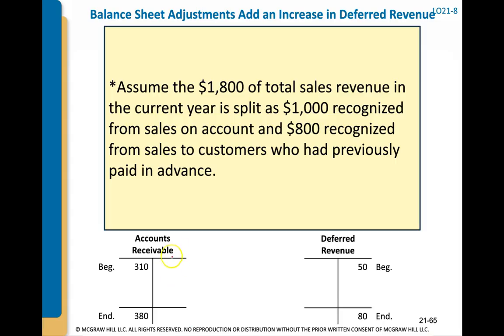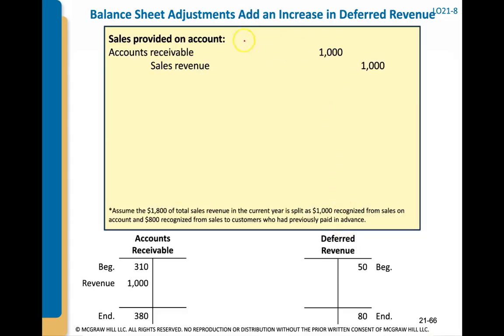So now let's look at our accounts receivable and our deferred revenue side by side. We've already done the accounts receivable in part 1 of this video series. But we're going to assume that the $1,800 of sales is split as $1,000 recognized on sales on account, which means we had accounts receivable, and $800 was recognized from sales to customers who had previously paid in advance, which means we've earned our revenue that we got prepaid for. So here's how it would work. For the accounts receivable, we would have said debit accounts receivable, credit sales revenue for $1,000.